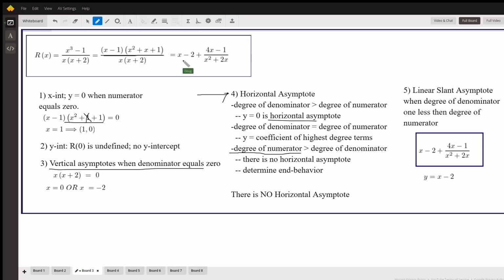End behavior. Notice what happens here as x approaches infinity. This term goes to 0. If x is approaching negative infinity, this term, or those two terms, are approaching negative infinity. So the end behavior is down to the left. As x approaches infinity, this term goes to 0, and x minus 2 goes to positive infinity. So we say the end behavior is down, up. And the linear slant asymptote, we found the equation on the previous board, y equals x minus 2.